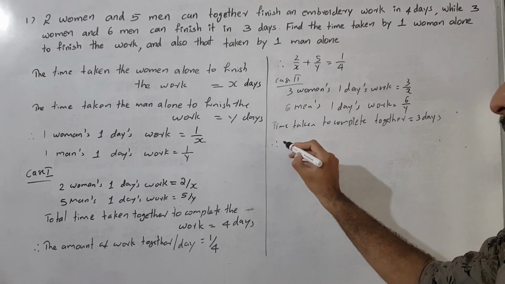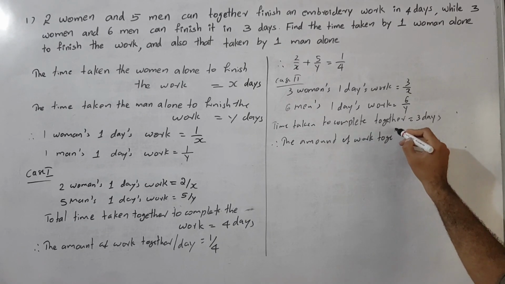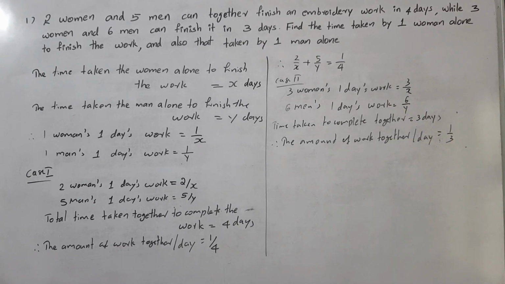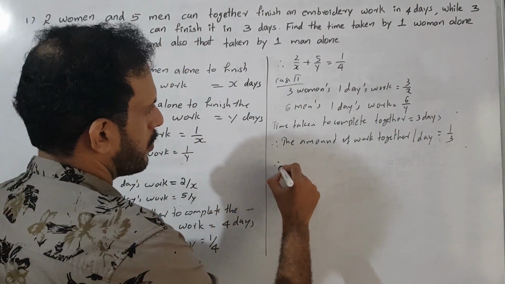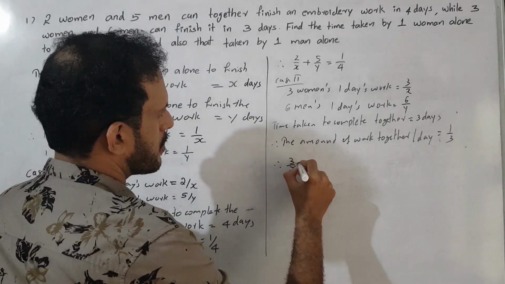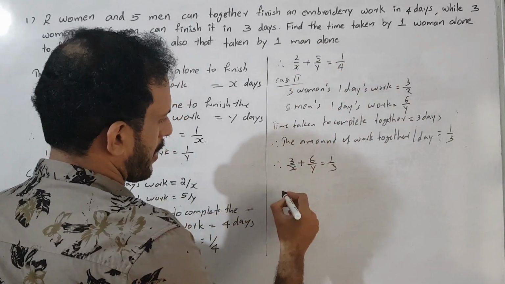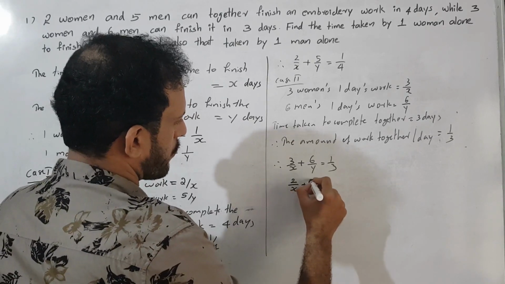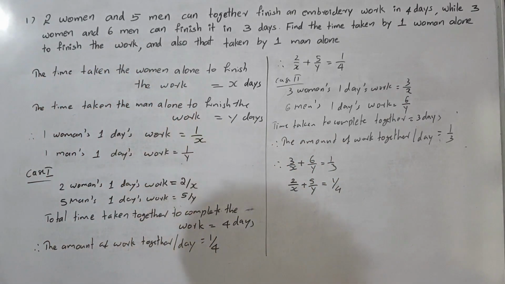Therefore, the amount of work together per day is equal to 1 by 3. Okay, then what is next? Therefore 3 by x plus 6 by y is equal to 1 by 3. So we are writing the second one. First one once again below this, 2 by x plus 5 by y is equal to 1 by 4. Then after, if we get equations like this, then we know what is the next, correct?